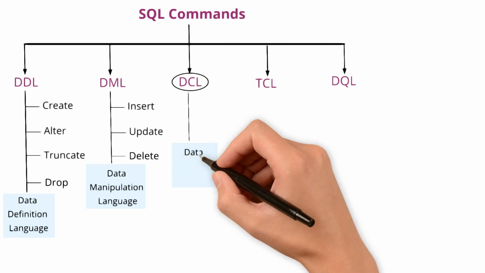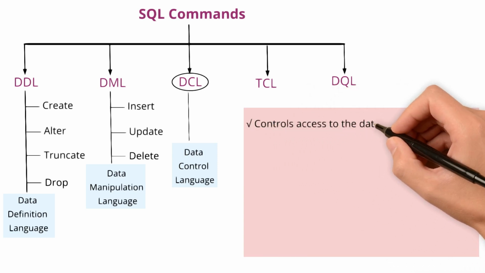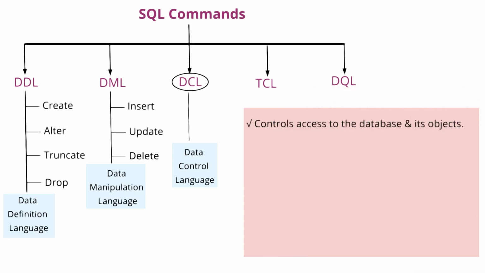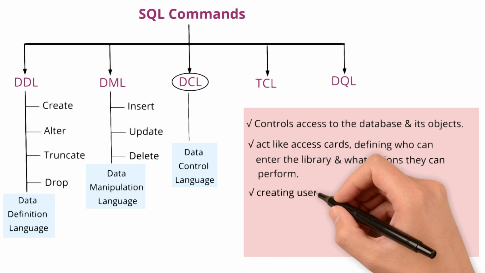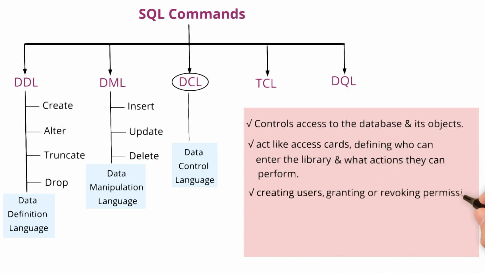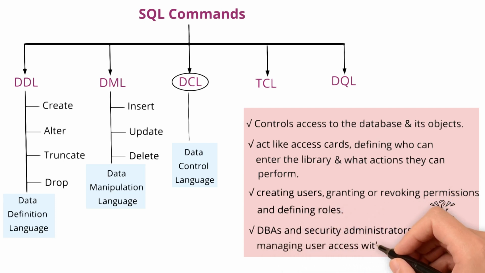DCL stands for Data Control Language. What does it do? It controls access to the database and its objects. DCL commands act like access cards, defining who can enter the library and what actions they can perform. This includes creating users, granting or revoking permissions like read, write, and execute, and defining roles with specific access privileges. Who uses it? Primarily DBAs and security administrators who are responsible for managing user access within the database.